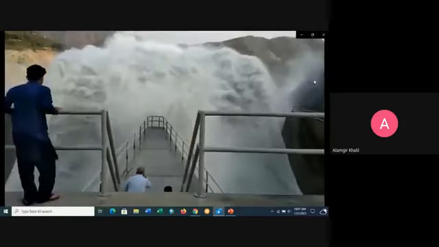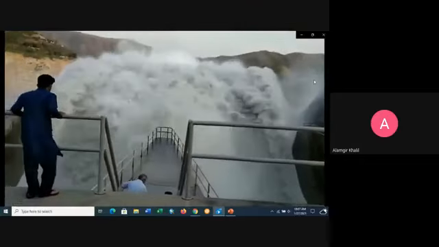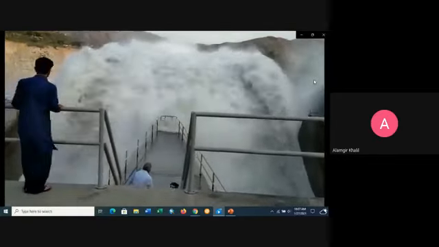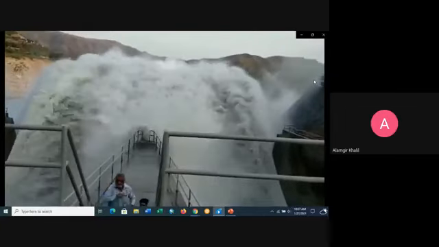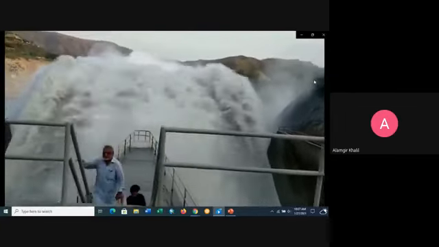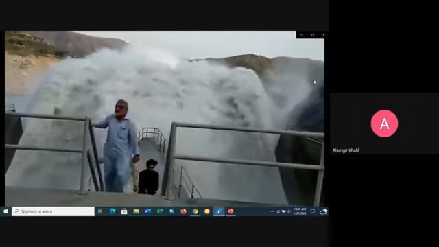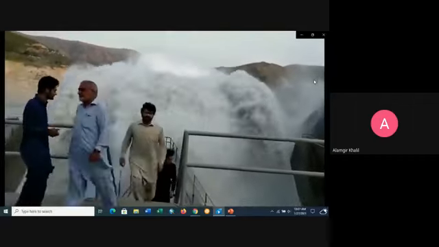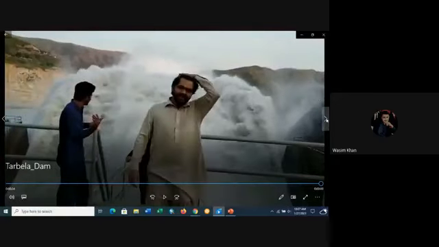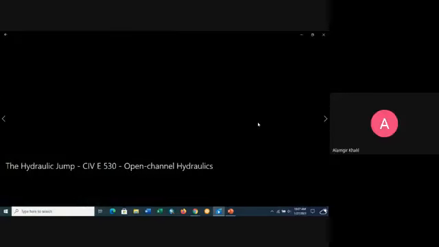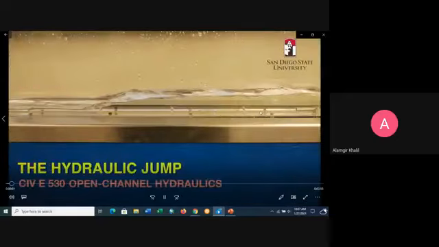This is in the Tarbela Dam. You see here that the water is released through the tunnels to dissipate the energy. Sir, we cannot directly say whether this is an oscillating jump or a steady jump. No, like this you cannot. You have to determine the characteristics of that jump.